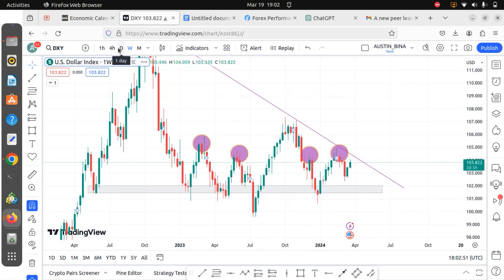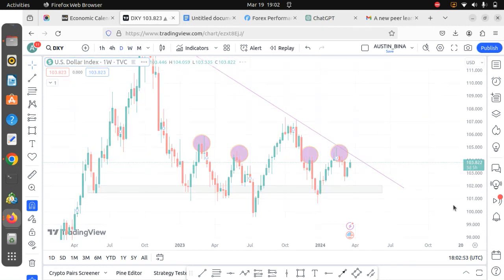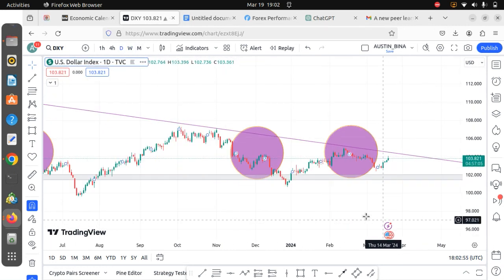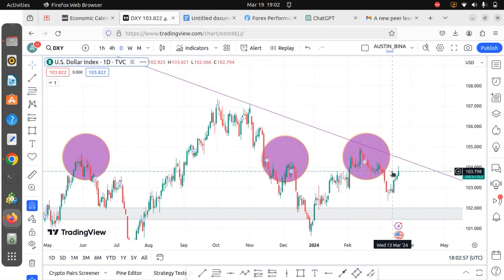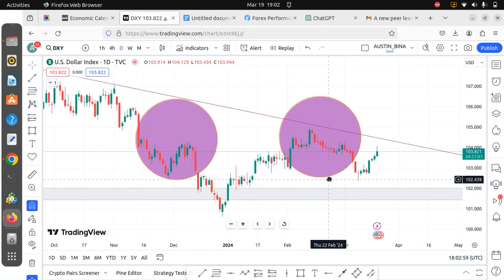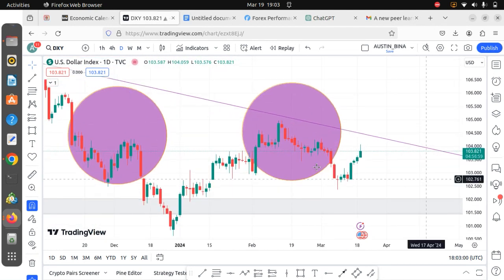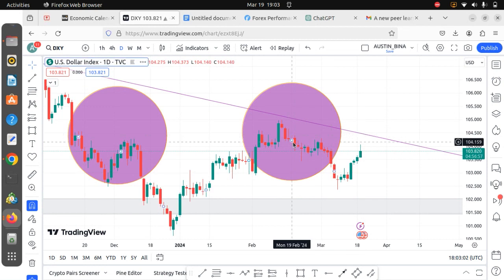Let's go to the daily time frame, guys. On our daily time frame, we can see levels of liquidity to be taken out. So I'll be deleting all of these.